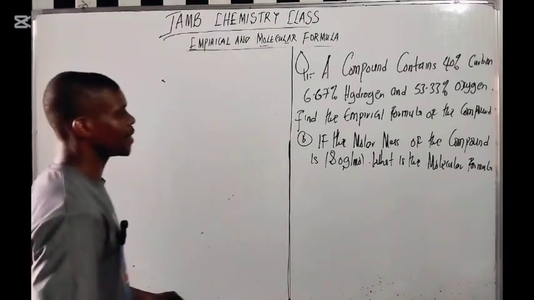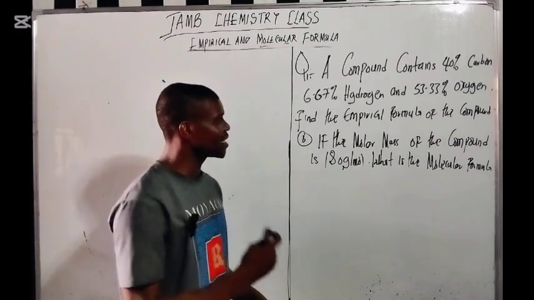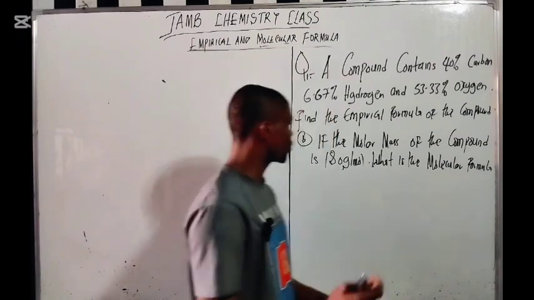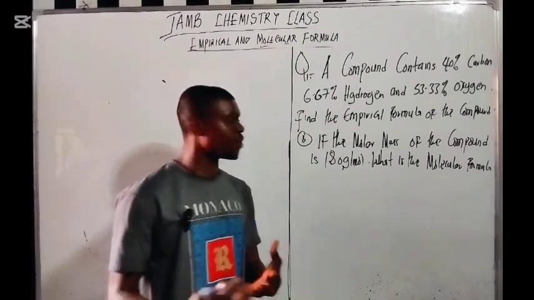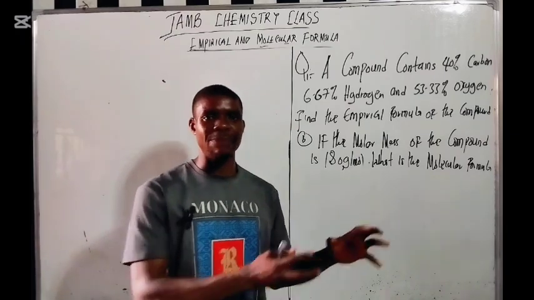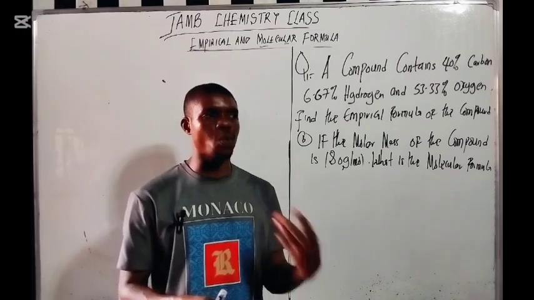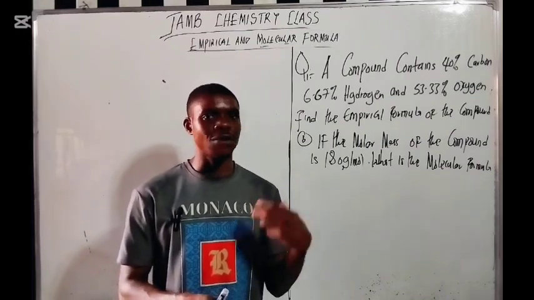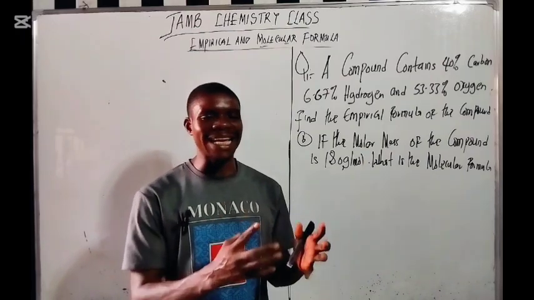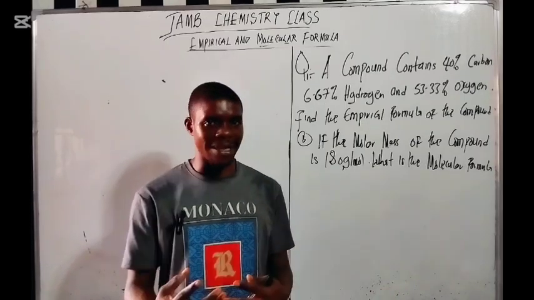So let's look at the compound here. They say that a compound contains 40% carbon, 6.67% hydrogen, and 53.33% oxygen. Find the empirical formula of the compound. Now, in the calculation of empirical and molecular formula, you must first calculate the empirical formula, and from the empirical formula, move to the molecular formula. So for every question given to you, you must first calculate the empirical formula. And for you to calculate it, they can either give you the mass of each of the elements that make up that compound, or the percentage by mass, right?